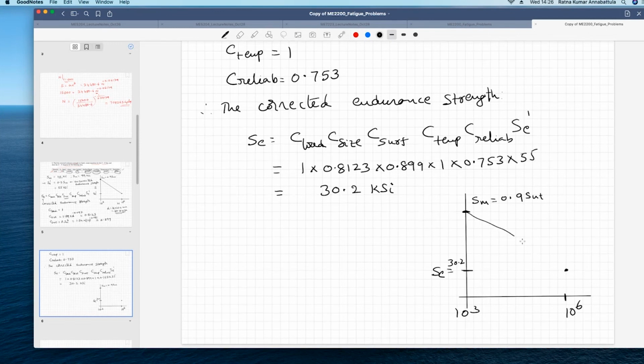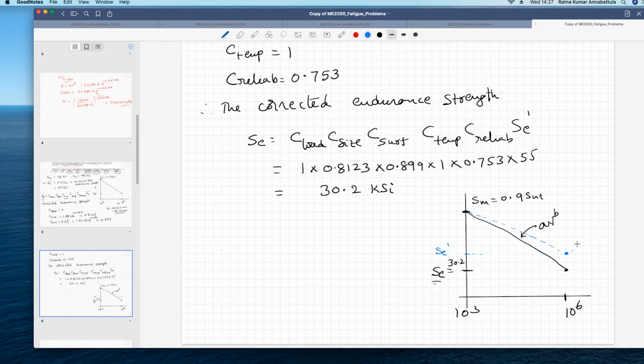Right? And now that will be your SE at N. If you did not do this correction, your SE dash was 55, right? So let us say I'm showing that SE dash in blue color. Corresponding to your 10 power 6 cycles, that will be the point, right? And hence your failure surface would have been that. But because of the fact that there are corrections, for the same stress amplitude you will have a lower life. You can see that here you have much lower life when you apply the correction factor compared to when you don't apply the correction factor.